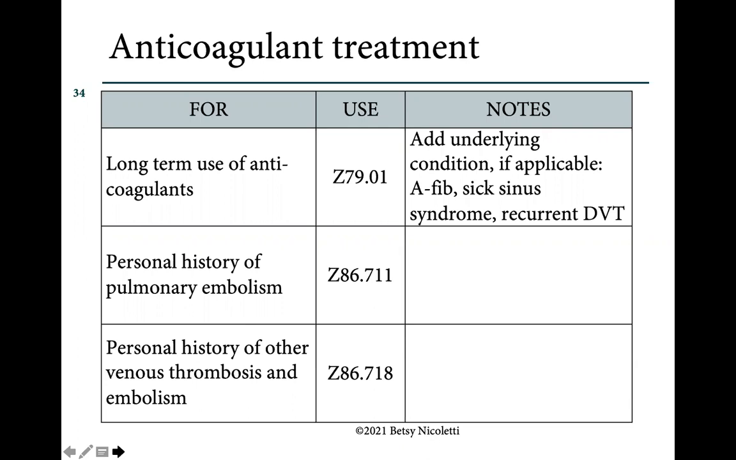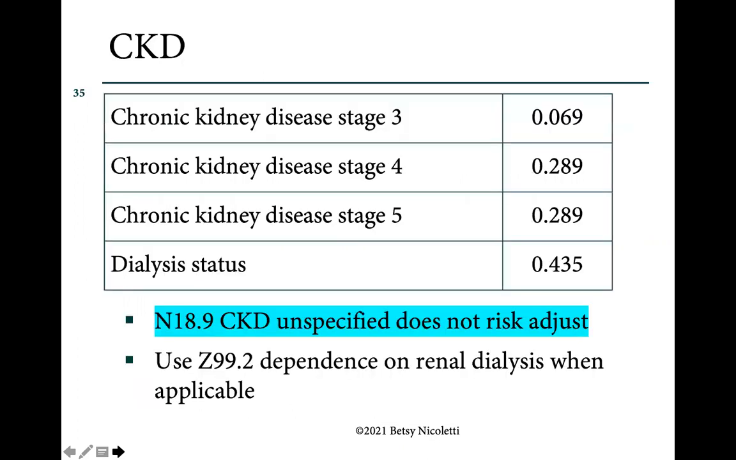There are not very many status codes that do. And those codes that start with a Z, they include examinations, vaccinations, and some status codes. And next week, we'll see they include some social determinants of health. Chronic kidney disease, the risk goes up, of course, as the stage is more severe. N18.9, chronic kidney disease unspecified, doesn't have a risk-adjusted factor. And it's unfortunate, but it doesn't.